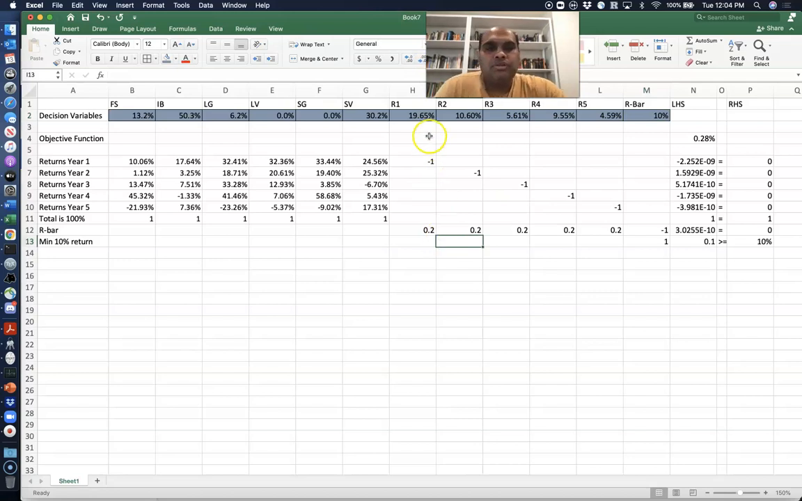So first year you expect 19.65%, 10% in second year, 5.61, 9.55, 4.59% in the fifth year. Of course, R bar is 10%. And then the variance is 0.28%. That's how much variance you have, and you're minimizing the variance. That's the lowest variance you can have. You cannot have a variance lower than 0.28%, and you'll get that by investing it this way. And that is the Markowitz model.